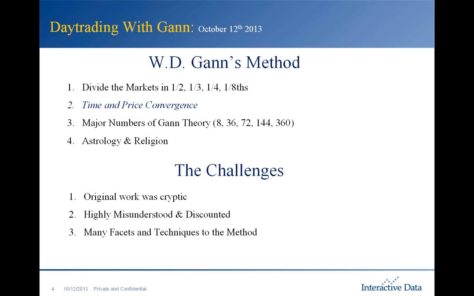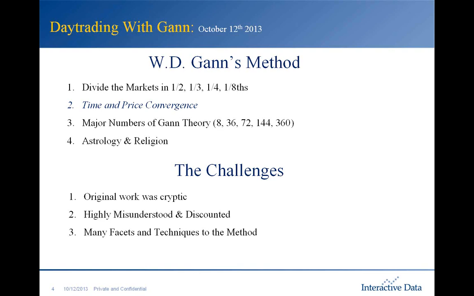This is by no means a complete list, but one of the challenges most people have when we are talking about Gann theory is that his original work is incredibly cryptic. It is very difficult to read. Because of that, it gets very misunderstood and discounted. People open the book, read it and say, this doesn't help me at all, and they just pass on it. They don't really delve into some of the usable parts of what Gann was trying to communicate.